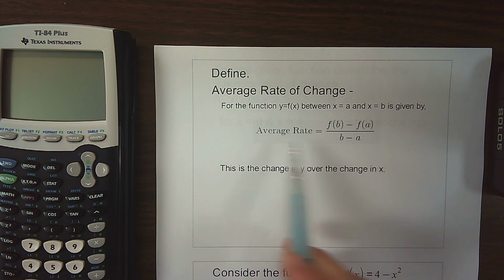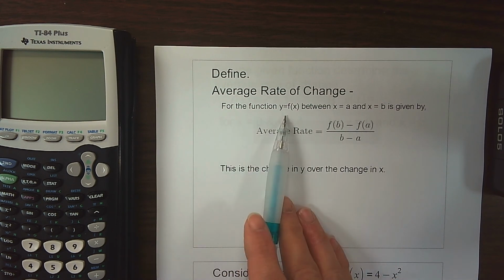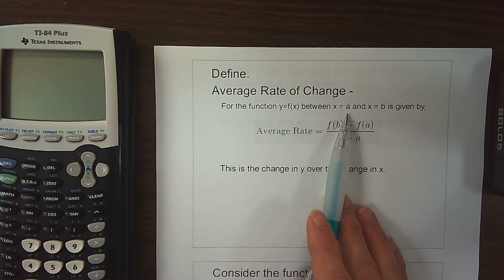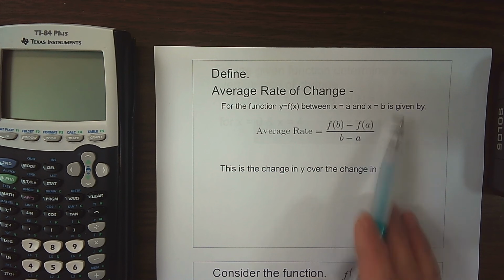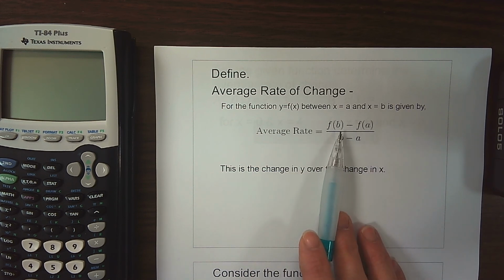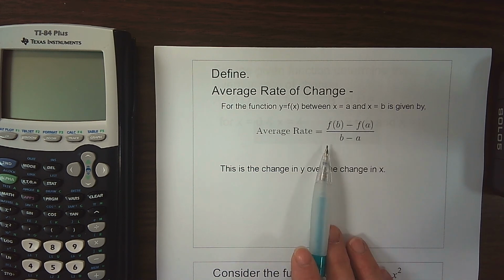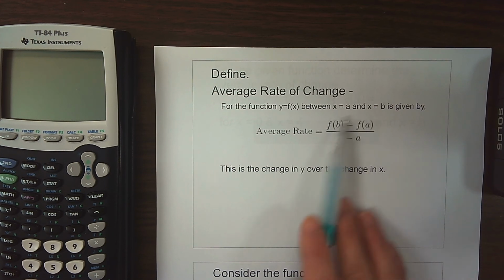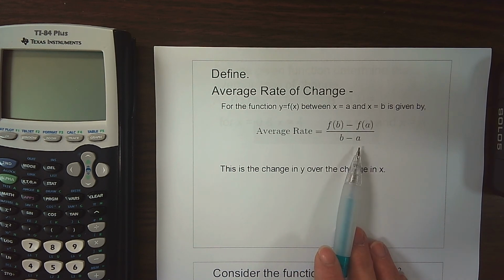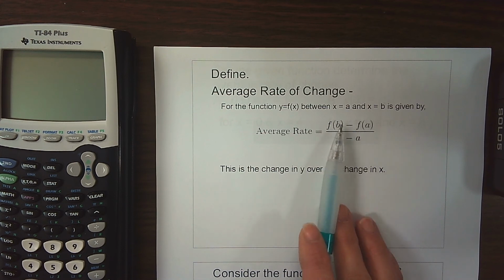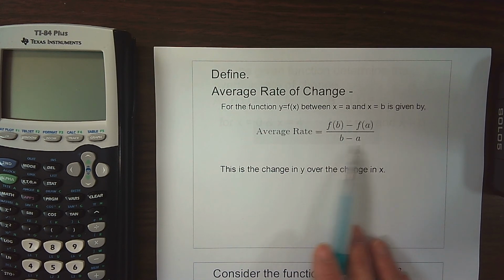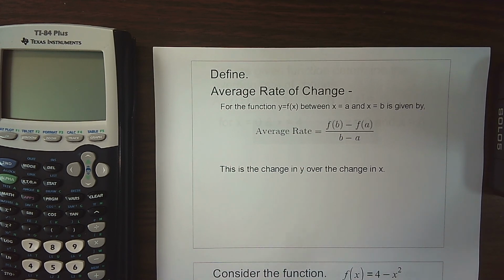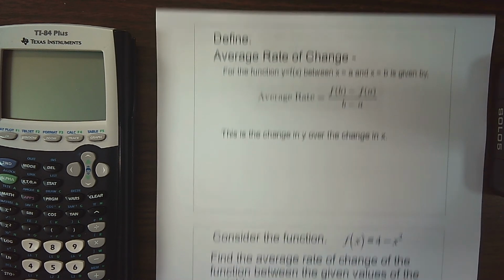All right, a formal definition says, for the function y equals f of x, between x equals a and x equals b, the average rate of change is f of b minus f of a over b minus a. Again, this formula is very similar to what you've seen in calculating slope. It's just change in y over change in x, right? And that's what I said down here. Just a change in y over change in x.